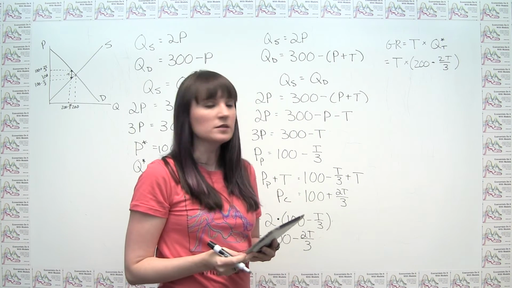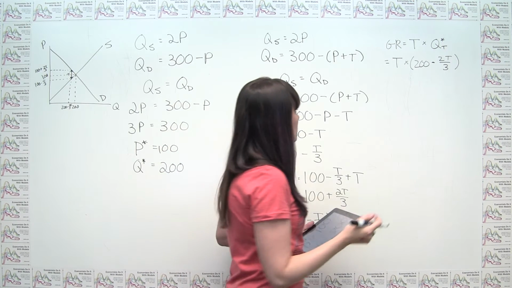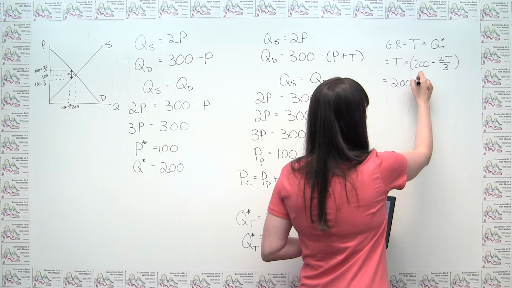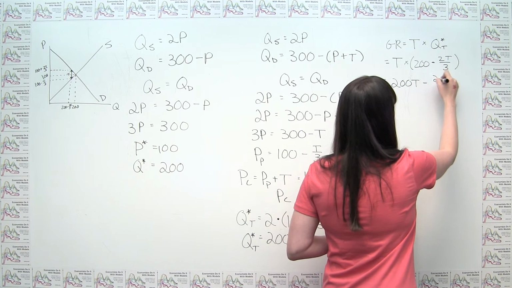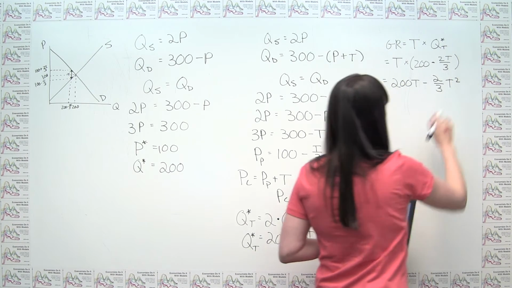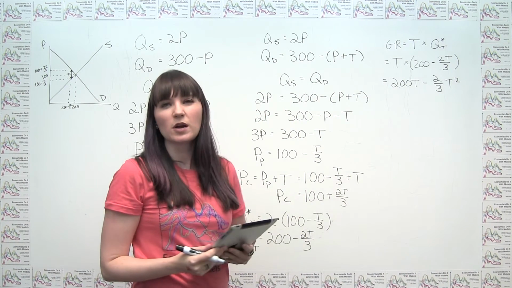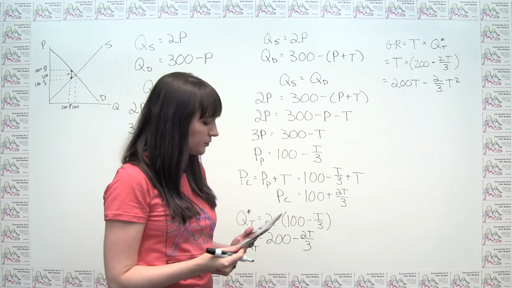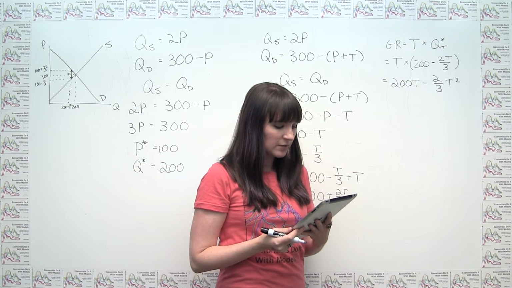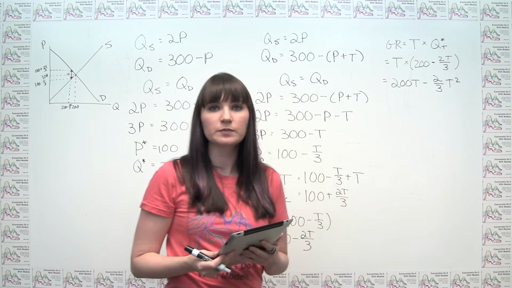So we get something like this. And we could multiply this out, and we could see that this is 200T minus 2/3 T squared. So this would be our formula for government revenue. And then the question says, graph this relationship for T between 0 and 300.